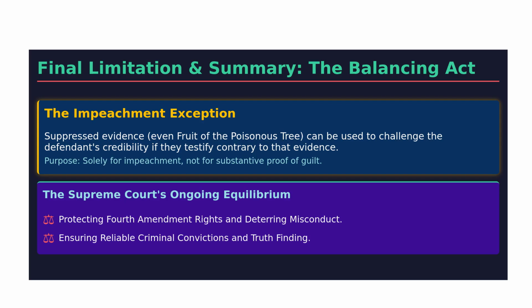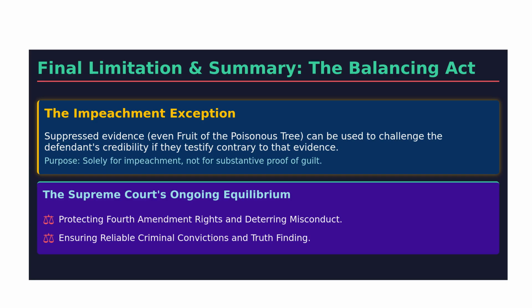Even if evidence, whether obtained directly or as fruit of the poisonous tree, is suppressed from the prosecution's case in chief, it retains utility. Specifically, if the defendant chooses to take the witness stand and testifies contrary to the facts established by that suppressed evidence, the prosecution may introduce the otherwise inadmissible evidence solely to challenge the defendant's credibility. This is not for substantive proof, but purely for impeachment purposes. This exception underscores a key tension in Fourth Amendment jurisprudence.